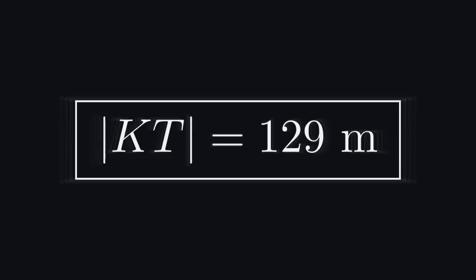The full tower height is FT equals 162.76 meters. The height up to point K is FK equals 34.2 meters. So the distance KT is the full height minus the height up to K. This gives KT equals 128.56 meters. Correct to three significant figures, KT equals 129 meters. Therefore, the distance KT is 129 meters.